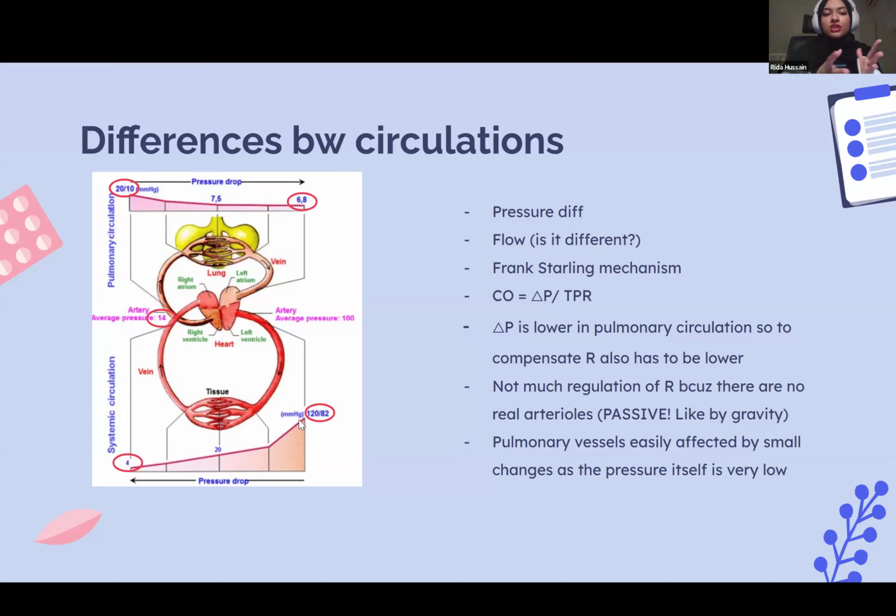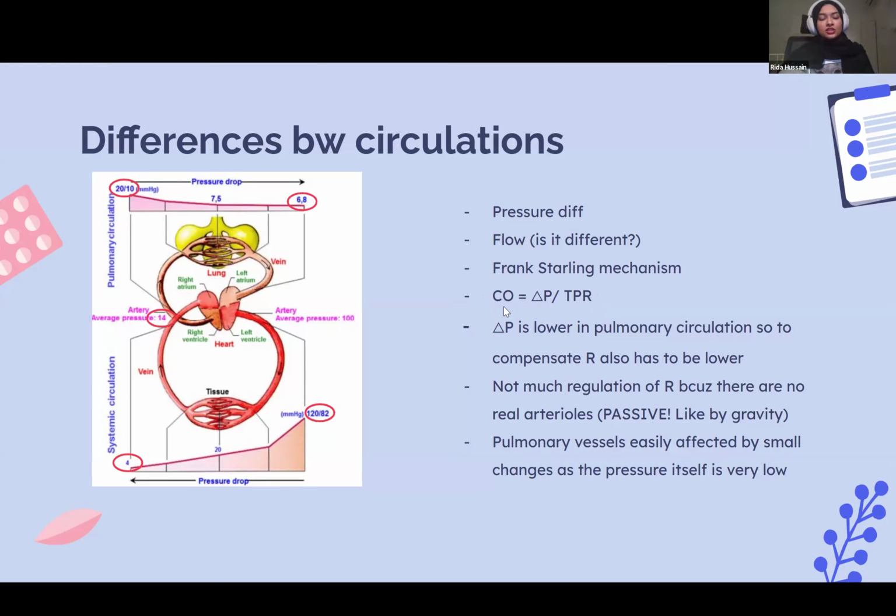So how do we make sure that the cardiac output for the pulmonary system is still constant and the same as the systemic circulation? We instead decrease the resistance as well. So if the pressure is already low, we talked about this, then we decrease the resistance as well. That will result in the same cardiac output as the systemic circulation. And the cardiac output or the flow cannot be different between the pulmonary circuit and the systemic circuit.